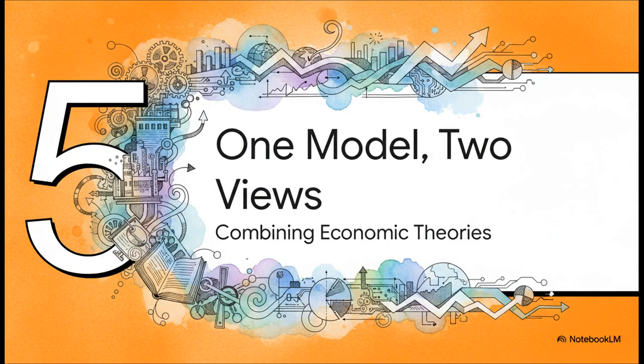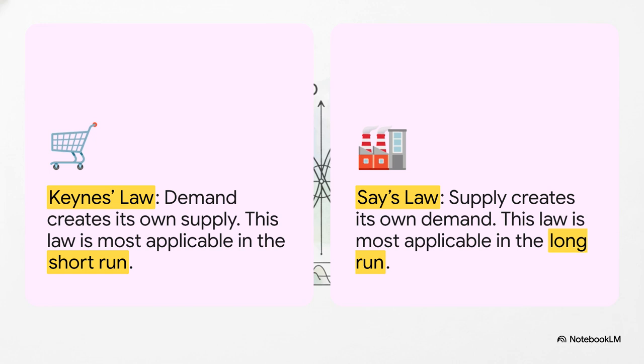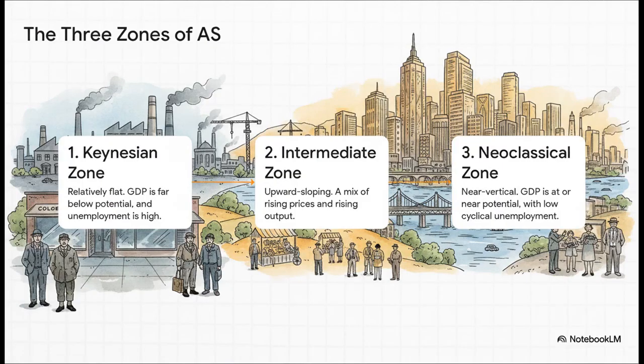You know, what makes the AS/AD model so brilliant is how it manages to combine two major and historically competing economic theories into one single unified picture. Let's break down how it does that. See, for a long time, economists argued about what really drives an economy. You had one camp, following John Maynard Keynes, who argued that demand creates its own supply. And then you had the classical view, known as Say's law, who argued the exact opposite: supply creates its own demand. So who was right?